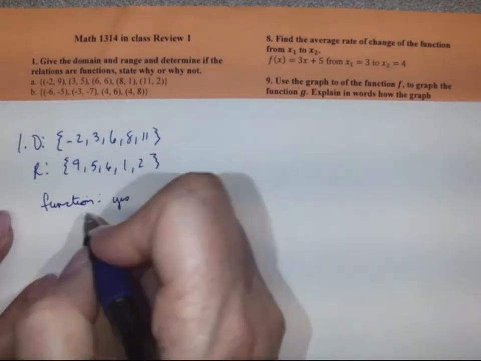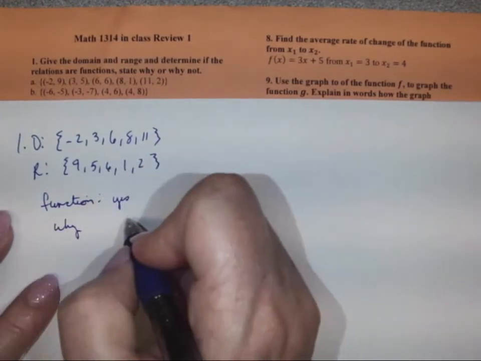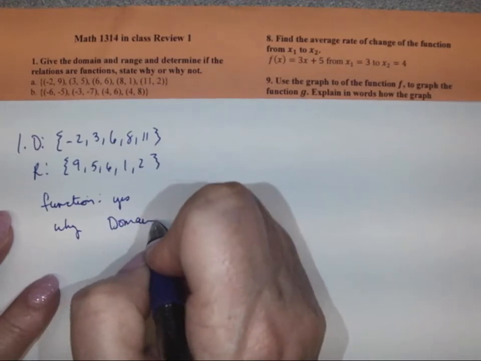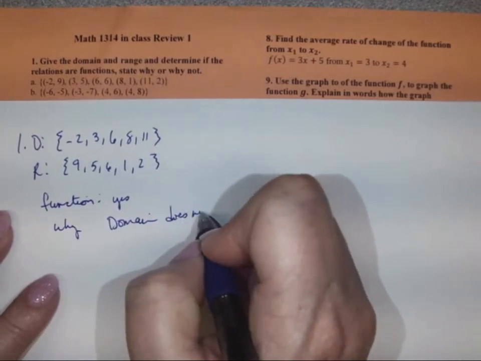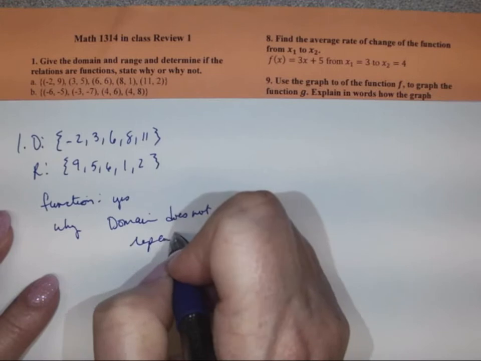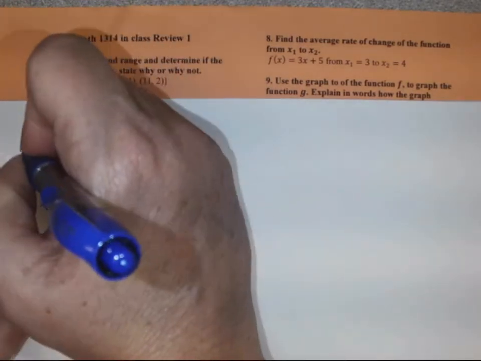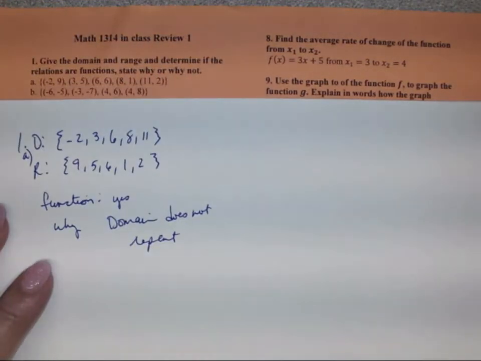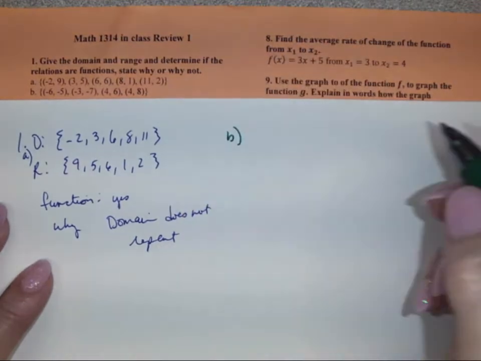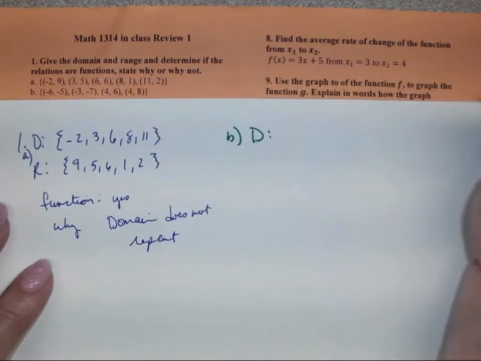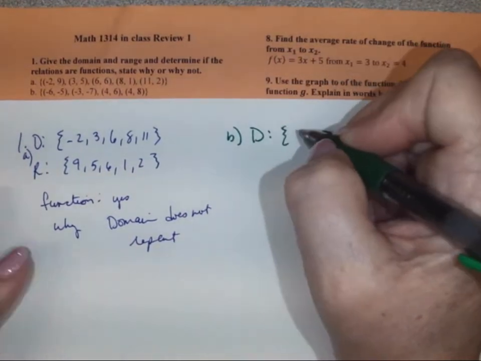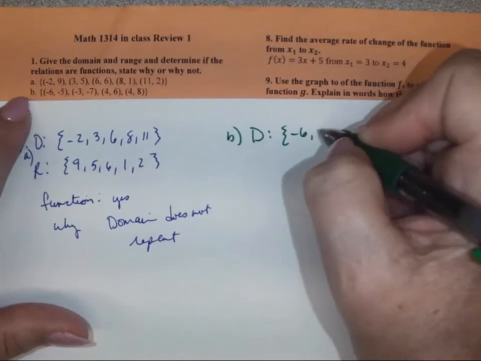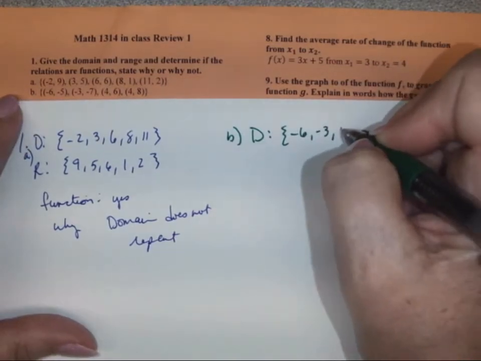Yes, it is. And why? Because the domain, or the x value, does not repeat. So this is part A. Let's do part B. All right, so the domain is going to be -6, -3, and 4.